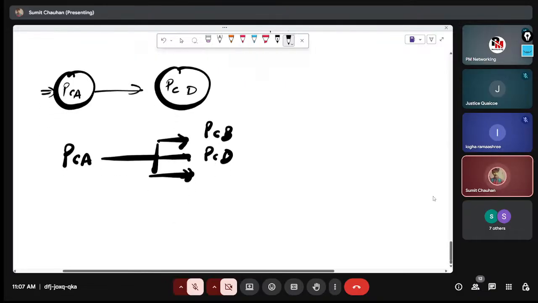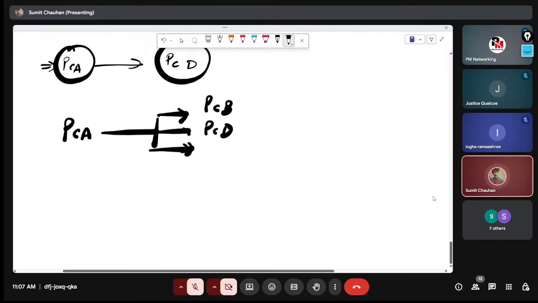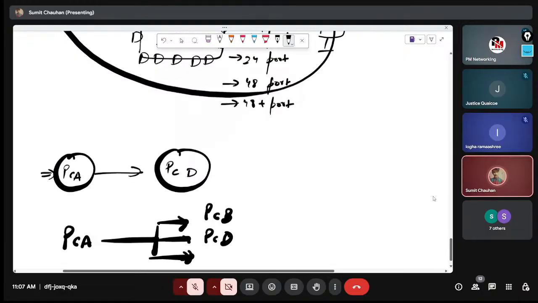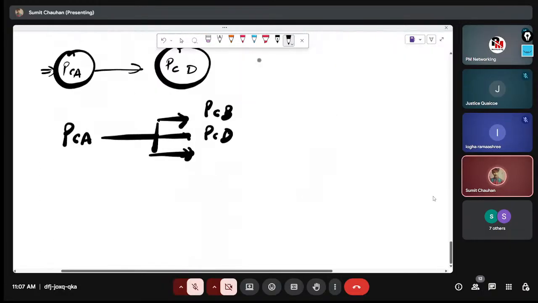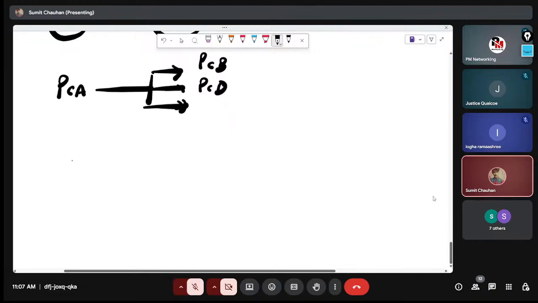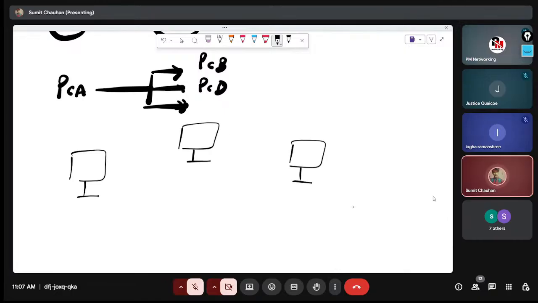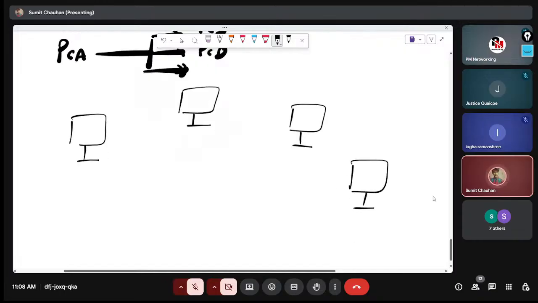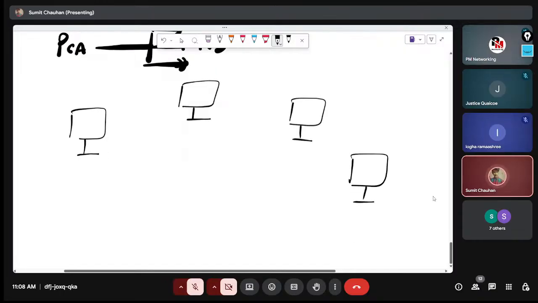So the requirement is what? PCA wants to send data to PCB and PCD in the same network that we have built. Let me draw it once more to give a clear understanding. See here, we have the same requirement. We have four PCs. According to today's session, we have only four PCs. We have a group of devices, four devices in that group, and we have a switch.